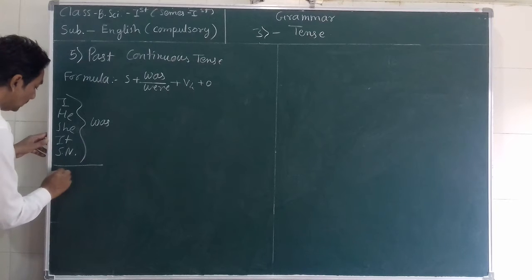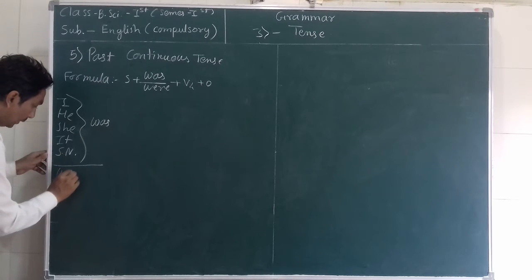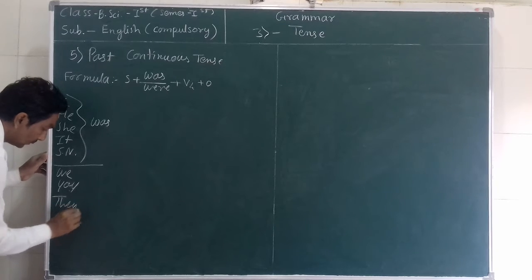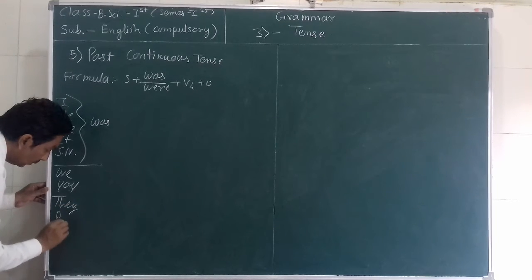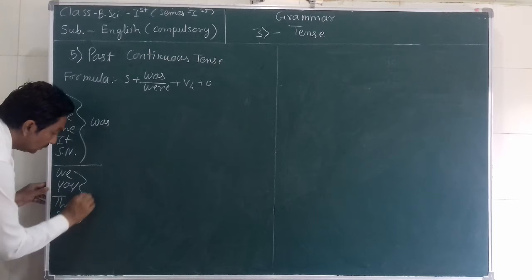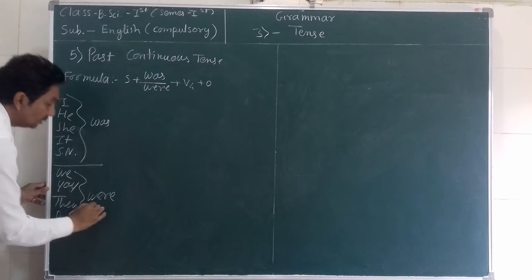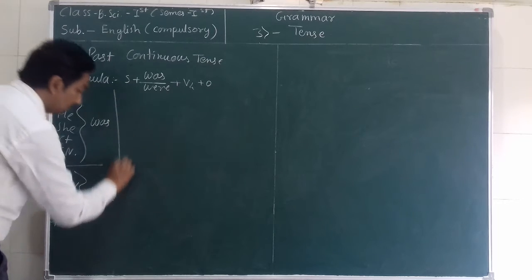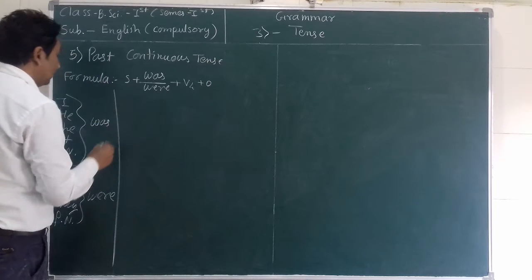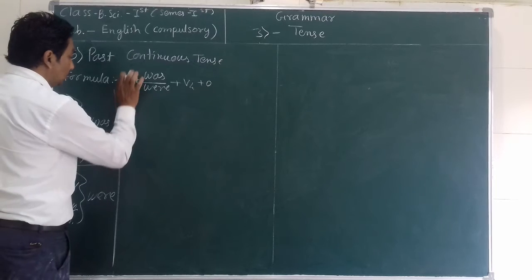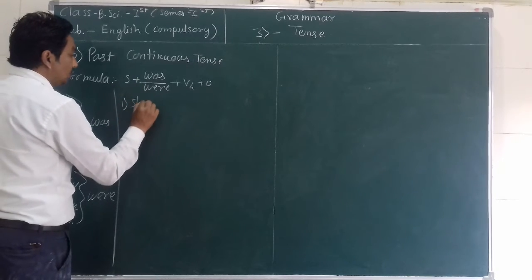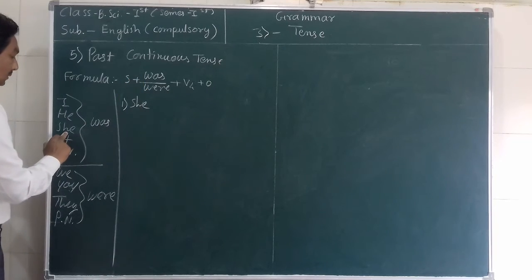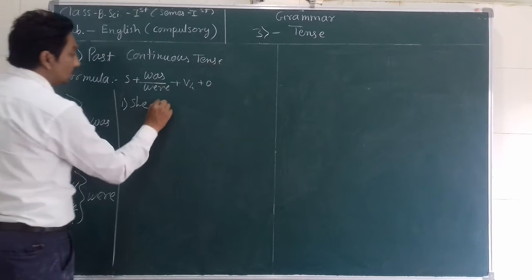And if the subject is we, you, they or a plural noun, always use were, the past tense to be form, in front of these subjects. Always remember this. Suppose I want to take she, in the first sentence I will take the subject she. In front of she, what will you take? Was or were? In front of she, we need to take was.